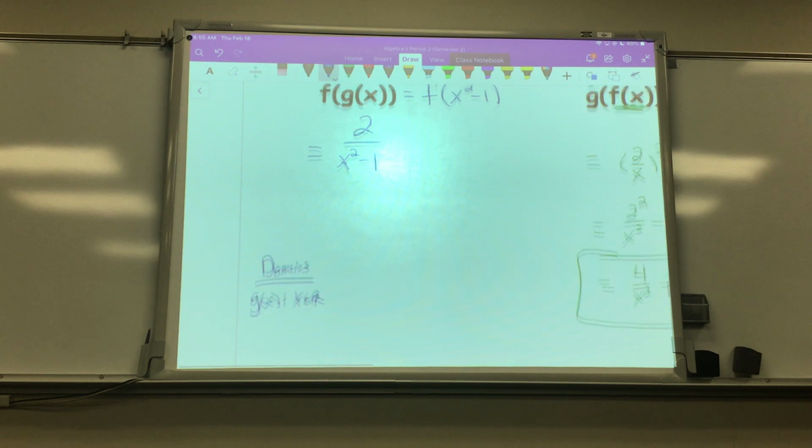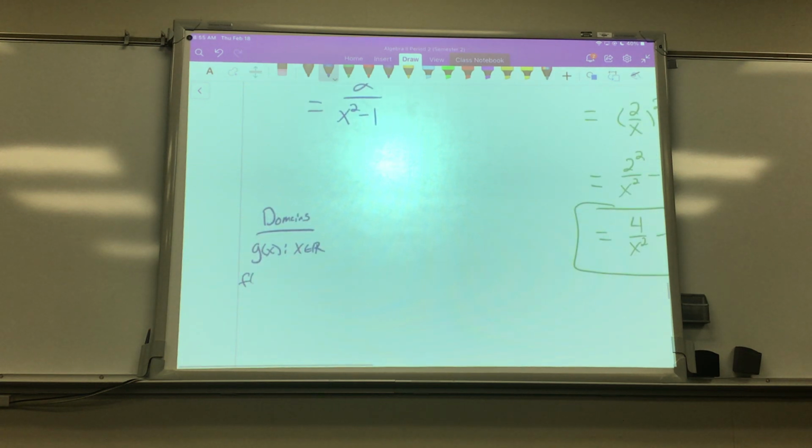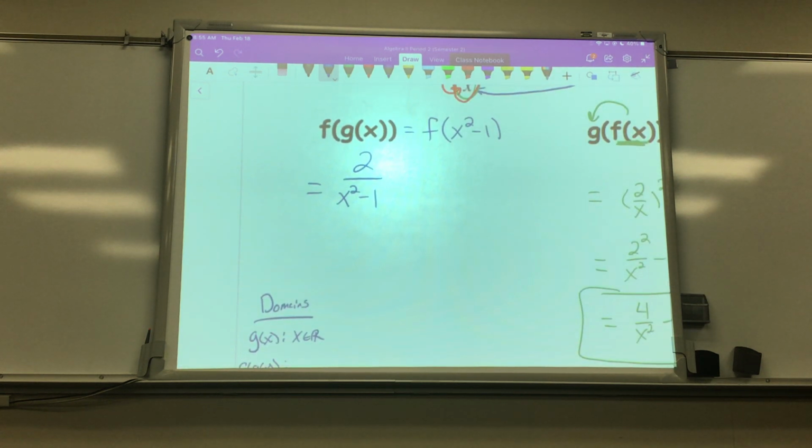But then now we have to look at f of g of x as well. So our result, do we have a variable in the denominator there? Yep. So we cannot divide by what value? 0.